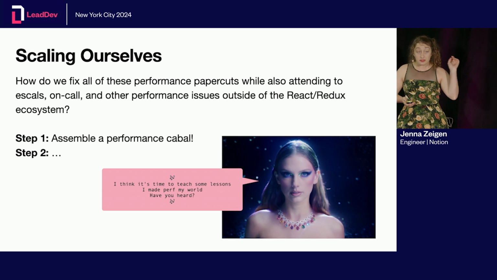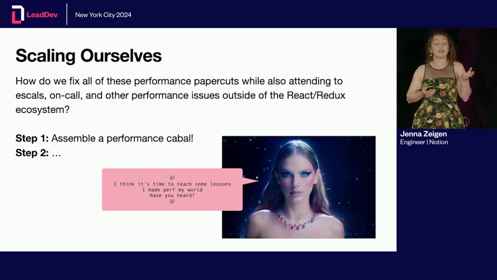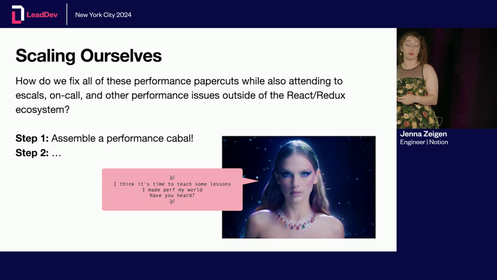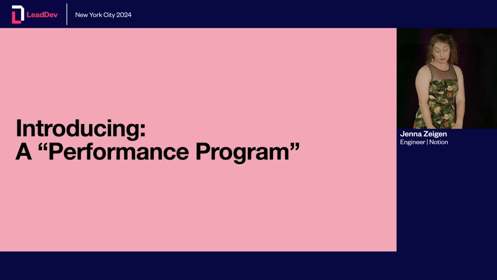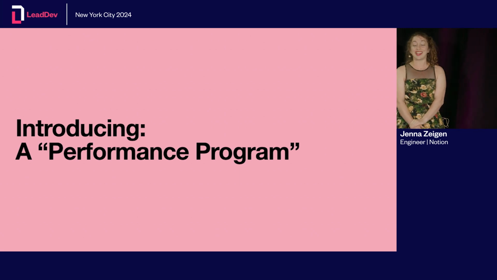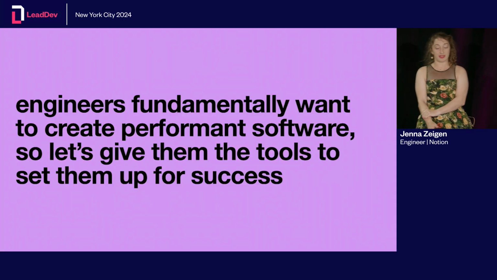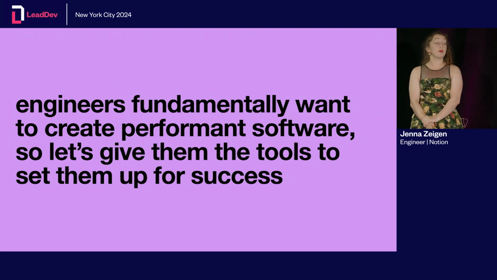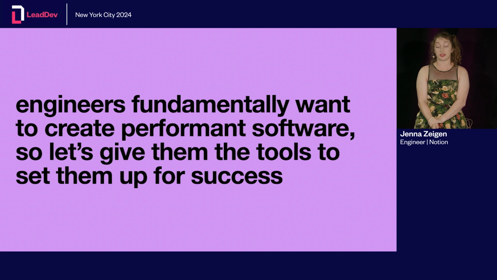The next concentric circle of people was a little bit harder. We needed to figure out how to get other engineers on board, not to mention the engineering managers, PMs, TPMs, and everyone else who they worked with. So I decided to lean hard into creating a performance culture through education, tooling, and evangelism. And it stemmed from this: engineers fundamentally want to create performant software, so let's give them the tools to set them up for success.